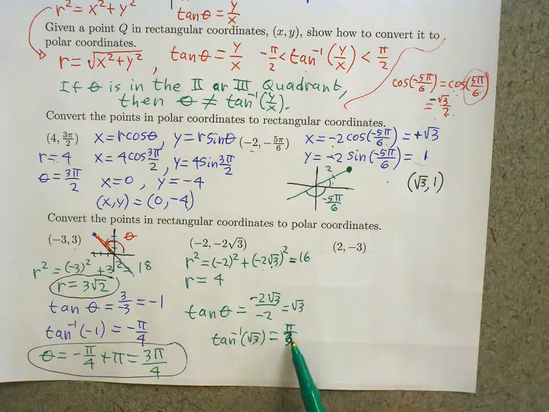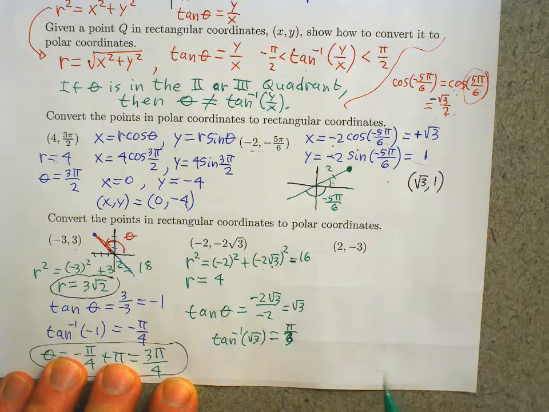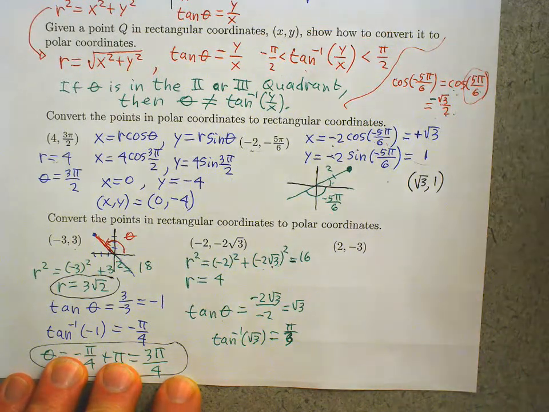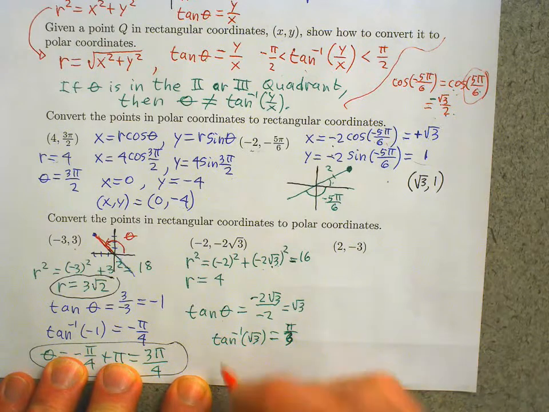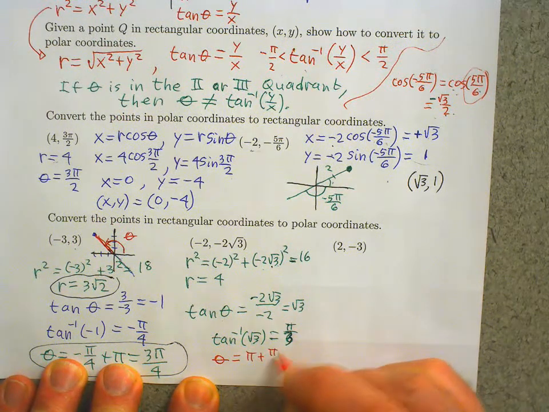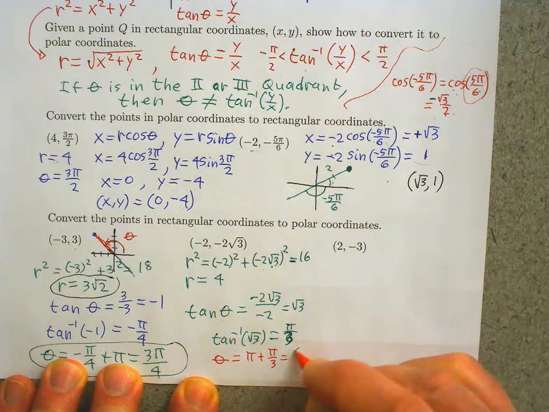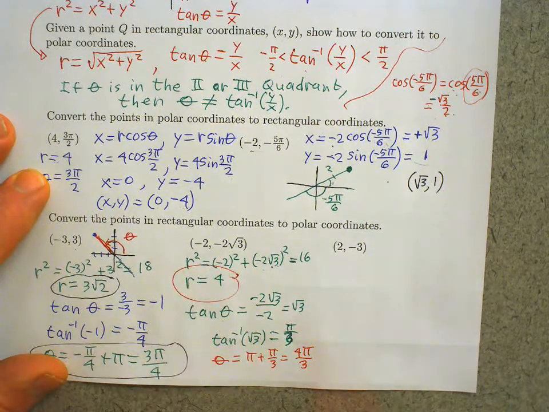Okay, but that's in the first quadrant, and so the theta that we want is in the third quadrant. So all we have to do is add pi to pi over 3. So theta is pi plus pi over 3, which is 4 pi over 3. Okay, so the value of r in polar coordinates is 4, and the value of theta is 4 pi over 3.